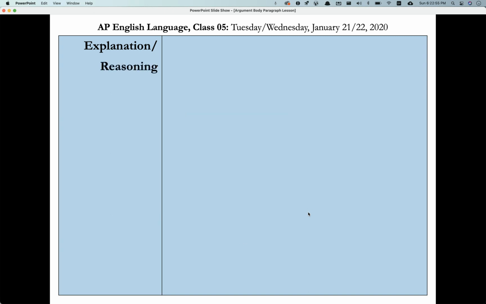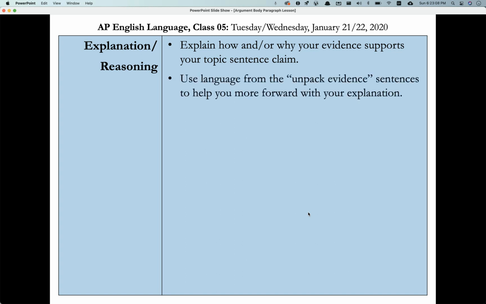So next we have explanation and reasoning. In your explanation and reasoning, I'd like you to explain how and or why your evidence supports your topic sentence claim. So you might use language from your unpack evidence sentences to help you move forward with your explanation. If you just clarified what the evidence really means for your reader, then use that language and not the actual evidence itself to help drive your explanation or your line of reasoning within the evidence unit.